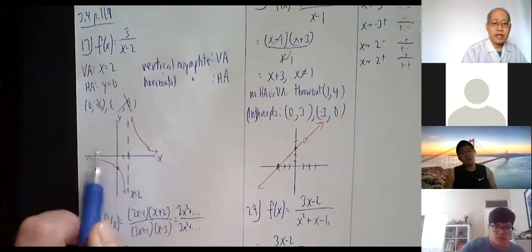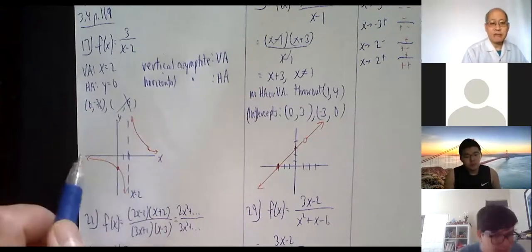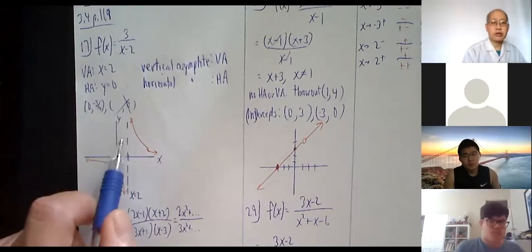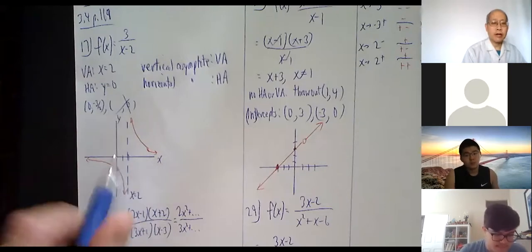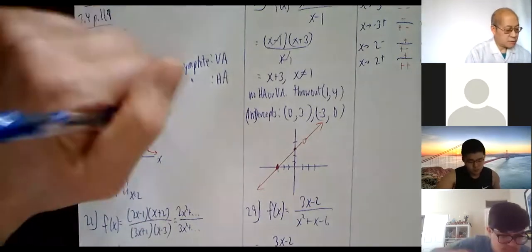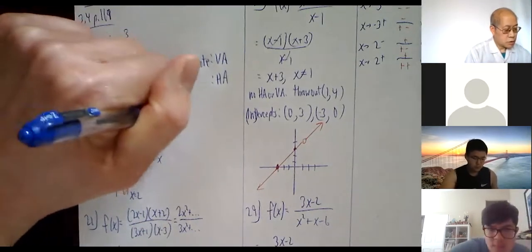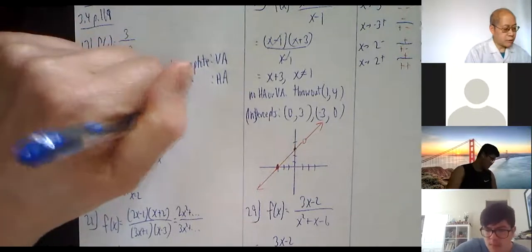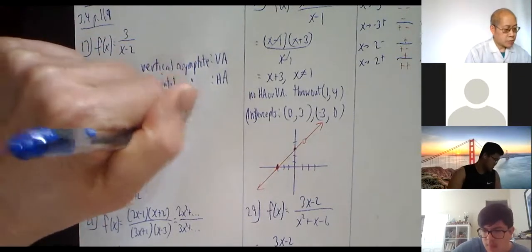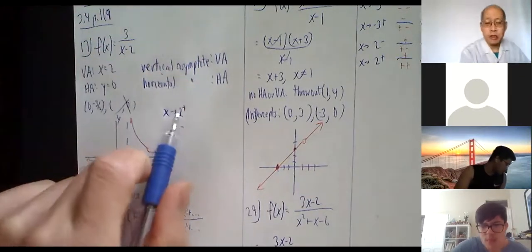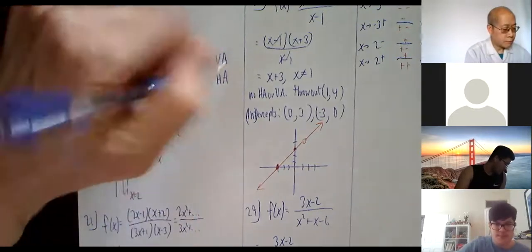Now, what about here and over here? Well, you could plug in a number very close to 2 on the left and on the right. Okay, so let me show you that right now. So I'm going to write x approaches 2 coming from the right. x approaches 2 coming from the left. Okay, so the plus means coming from the right.